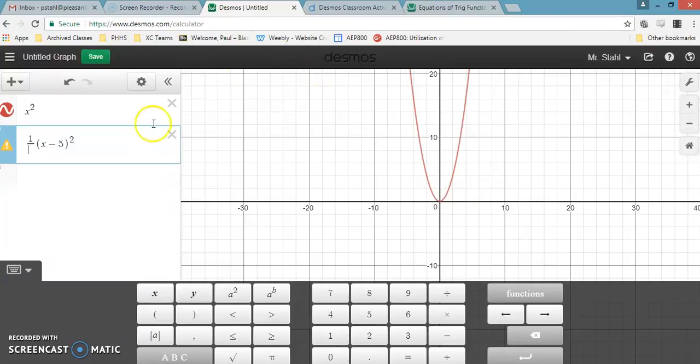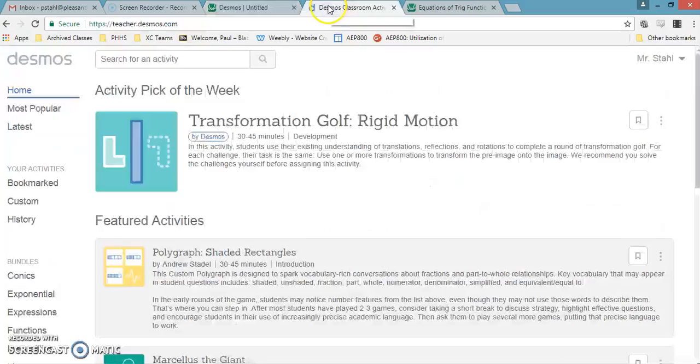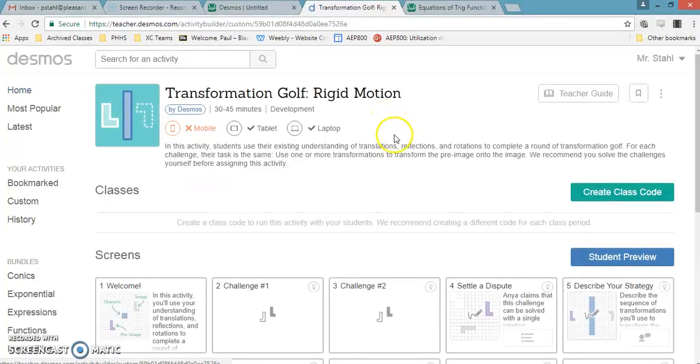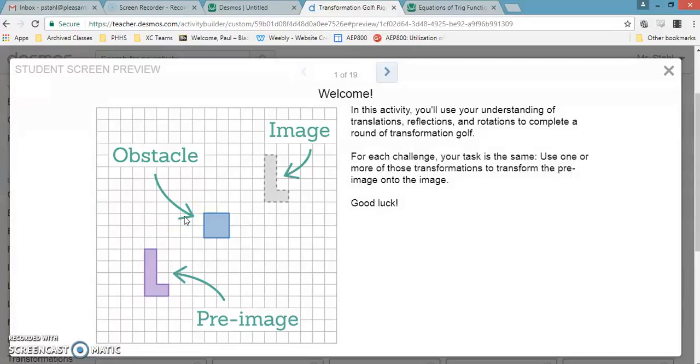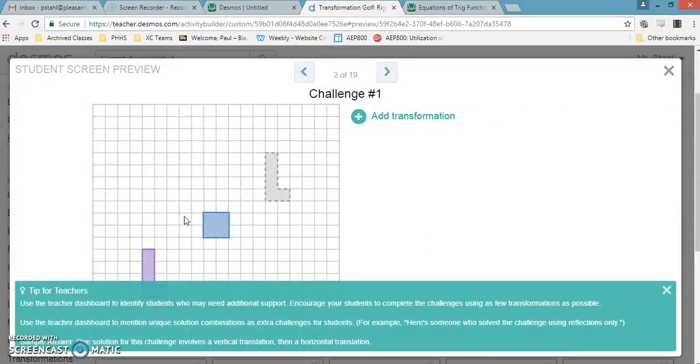something to think about. Other opportunities that Desmos has is different classroom activities where students can investigate certain topics. For example, the activity of the week is a transformation activity using translations, reflections, rotations, and so on. You would get a class code projected on the screen, and students would be able to use tablets or laptops to complete this investigation. There's a nice little welcome screen that walks students through the activities, and there's little tips for teachers that include possible answers and cues that you can give to your students.